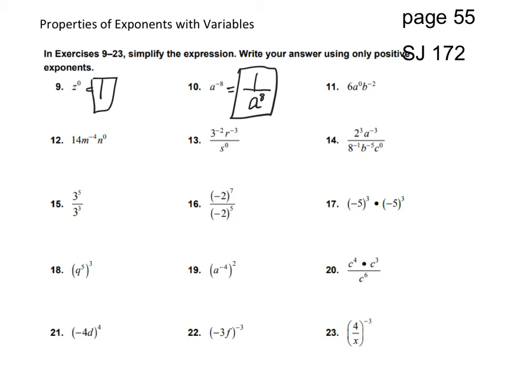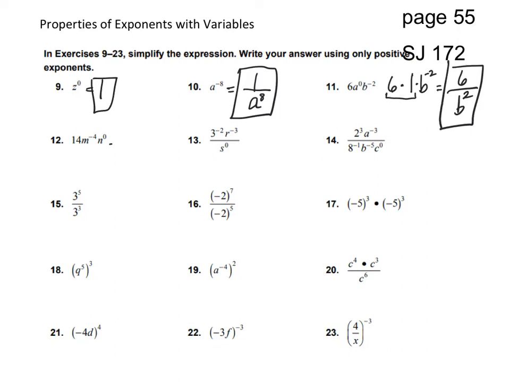For number 11, I have 6 times a to the 0 power, so that's 1, times b to the negative 2. Now I need to simplify the b to the negative 2. I can also simplify 6 times 1 at the same time. 6 times 1 is 6. Move b to the denominator with an exponent of positive 2. That's your answer to number 11.